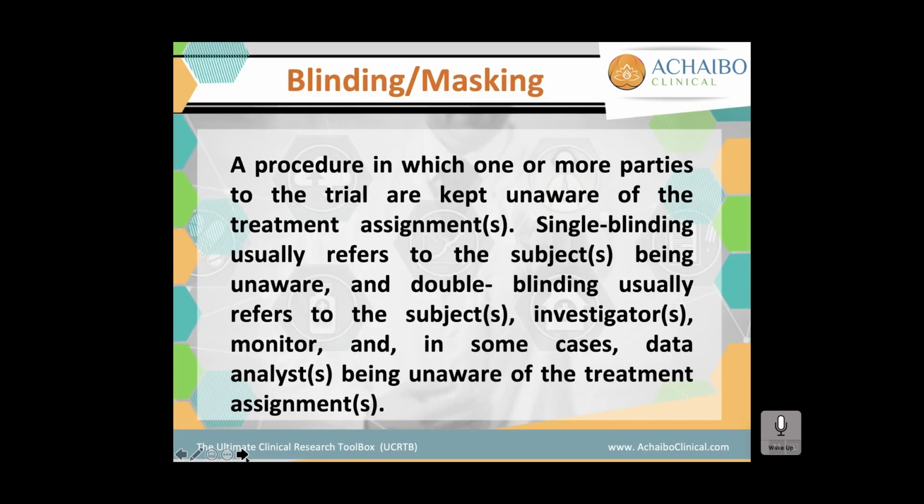So let's move on to blinding and masking. It is a procedure in which one or more parties to the trial are kept unaware of the treatment assignments. So that's what blinding and masking is. Now, single blinding refers to the subject being unaware. Double blinding refers to subjects and investigators and monitors, and in some cases, data analysts being unaware of the treatment assignments. The most common type of clinical trials are usually double-blinded trials, and they mean no one is aware. The investigator, the monitor, the pharmacist typically are not aware of the treatment assignments.